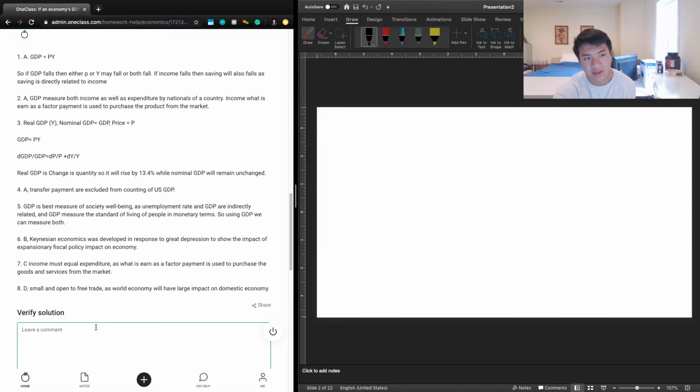And I think this is going to be the wrong answer choice. I want to push back on this answer choice, right? The tutor says if income falls, then saving will also fall, as saving is directly related to income. While this may be true, we have to think about income not just as income to people. The income approach is looking at income for all parties, businesses, companies, everybody involved in the country.